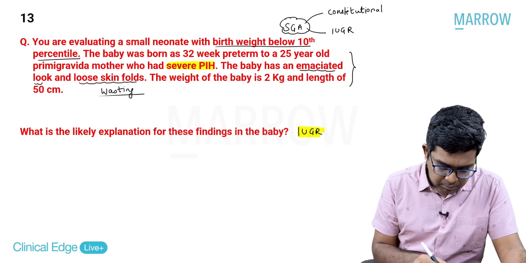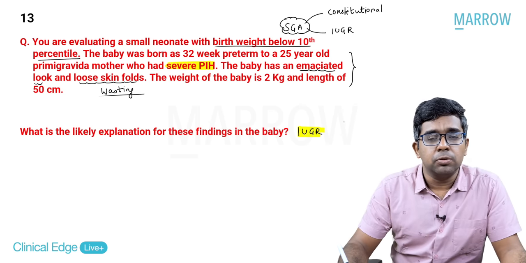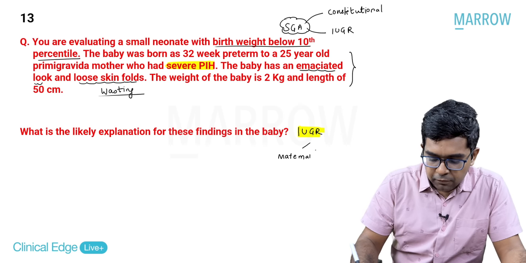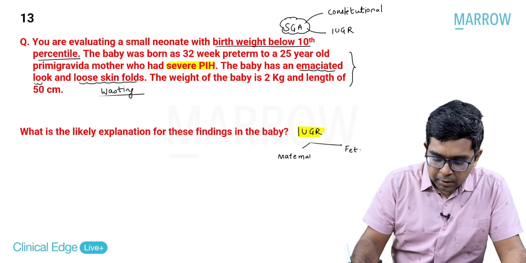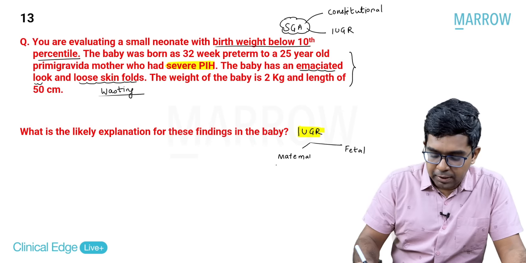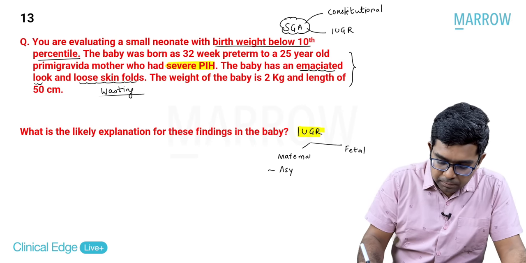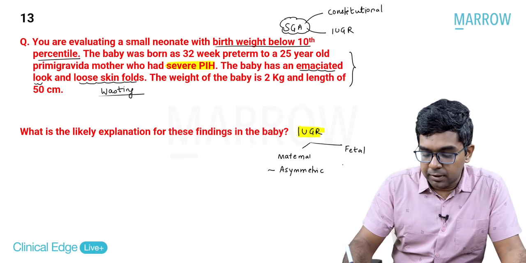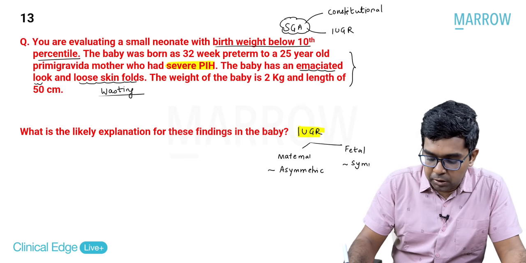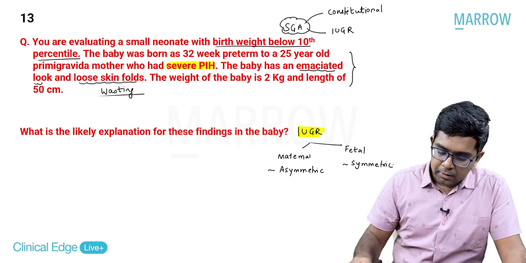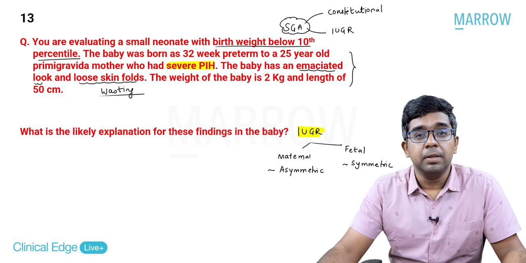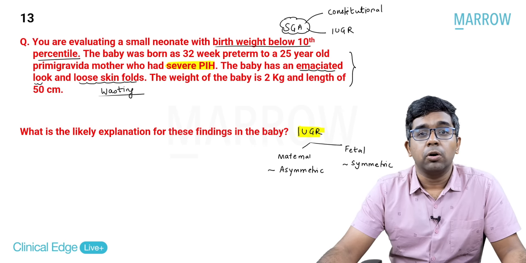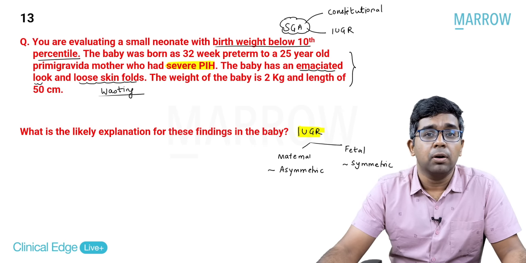Please remember, IUGR can be due to maternal factors or due to a fetal factor, so the baby's own problems. If it is a maternal factor causing IUGR, it results in asymmetrical IUGR. And if it is a fetal factor, it results in symmetrical IUGR. Now, how are you going to differentiate between symmetrical and asymmetrical IUGR? We do a mathematical calculation called PI. What is that? Ponderal index.